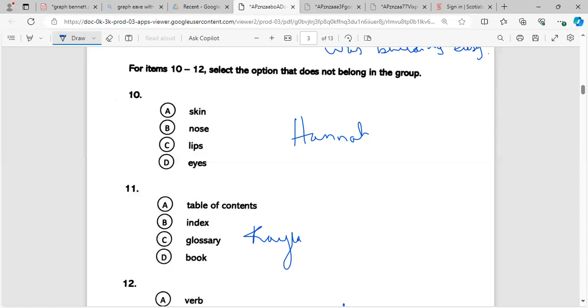C. I say A, sir. Me too. I don't agree with the C. Why, sir? Because the rest of them are external parts which you can see. You can see skin and you can.